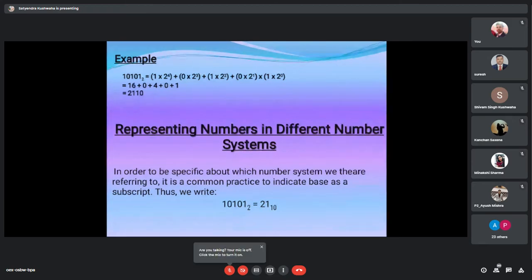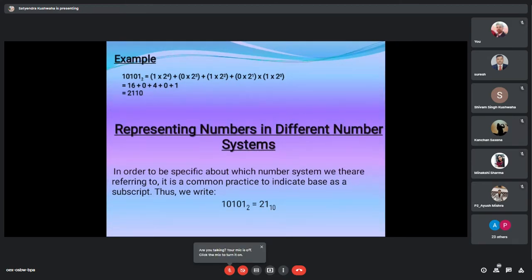Now representing numbers in different number systems. In order to specify which number system they are referring to, it is a common practice to indicate the base as a subscript. Thus, we write 10101 base 2 is equal to 21 base 10.